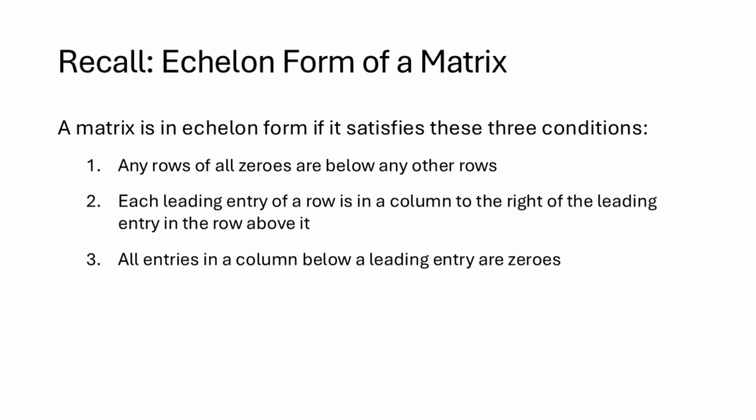A matrix is in echelon form if it satisfies all three of these conditions. The first condition is that any rows of all zeros have to be below any other rows. The second is that each leading entry of a row is in a column to the right of the leading entry in the row above it. And the third condition is that all entries in a column below a leading entry must be zeros.